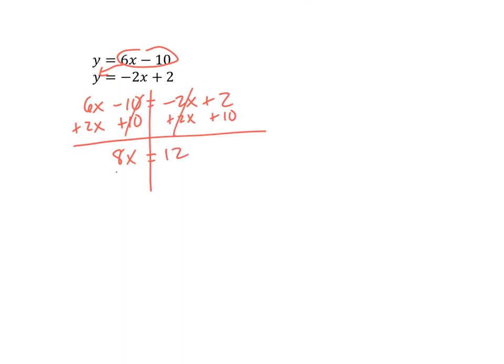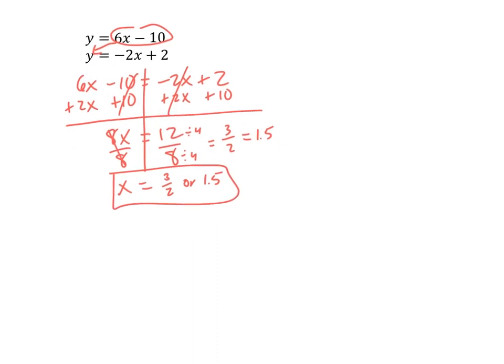Okay. And then we'll divide by 8 on both sides. And that will cancel out. We'll get x is equal to 12 divided by 8. Well, we can simplify that. They both have a factor of 4 in them. So we'll divide this by 4, divide by 4, and that's going to be equal to 3 over 2, which is also equal to 1.5. So you could say x is equal to 3 halves or 1.5. Okay?